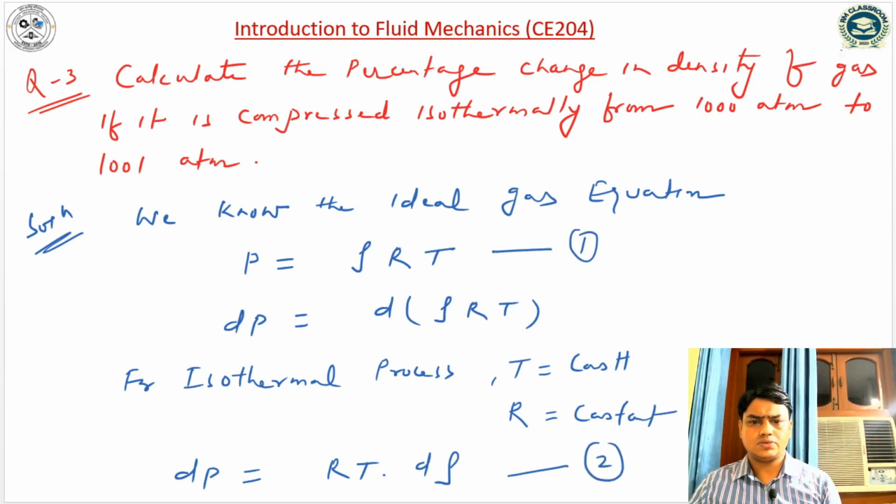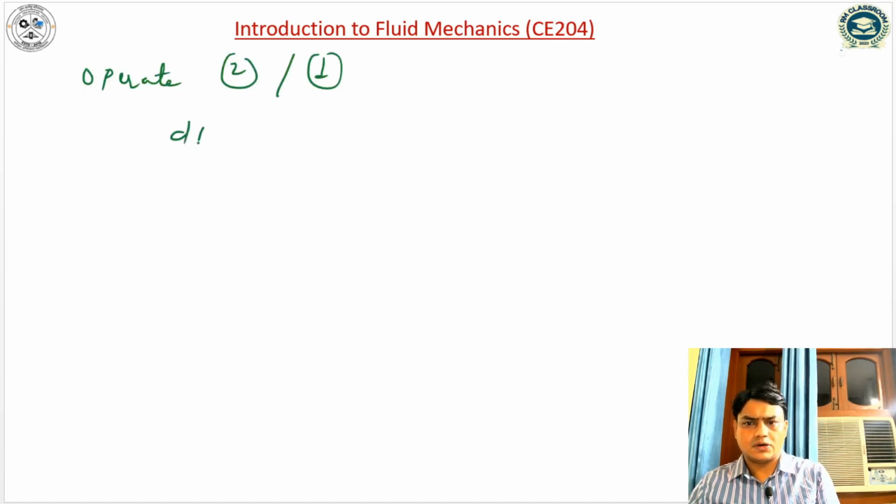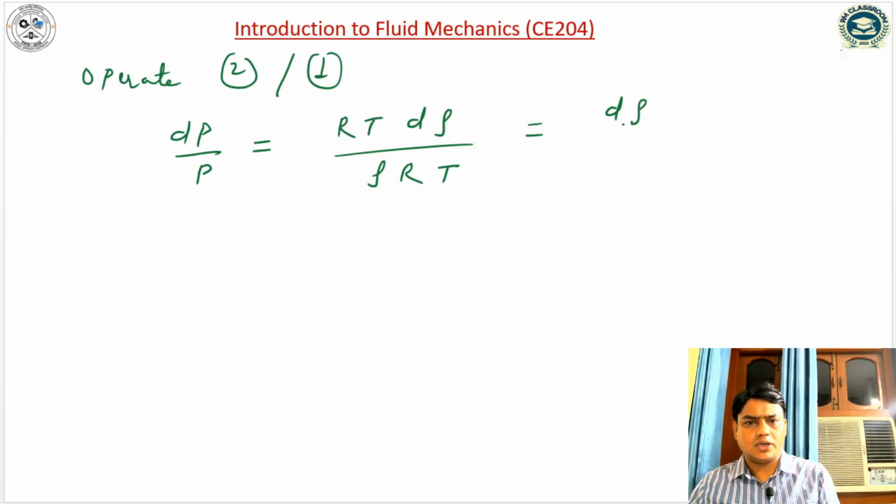So 2 divided by 1. So it will be dP by P is equal to RT into d rho divided by rho R into T. So it will be d rho by rho. So dP by P is equal to d rho by rho.